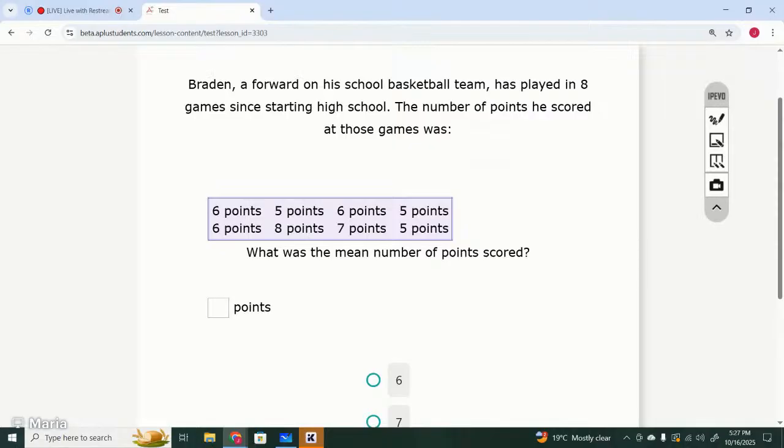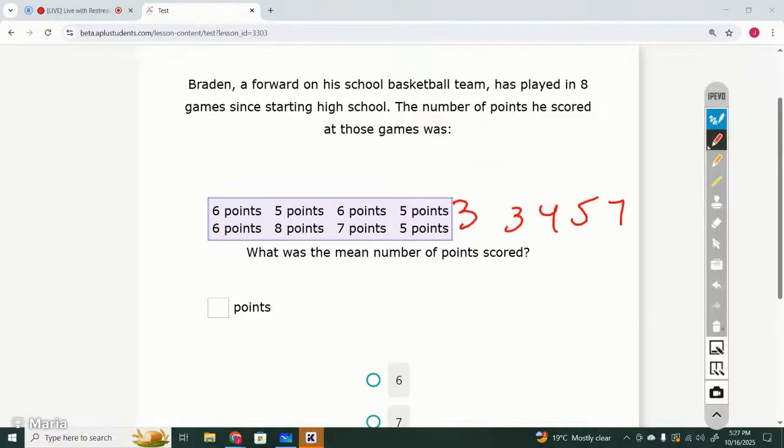So for the mean, you need to add them all and divide by the number of values. So I'm going to use the calculator. That is 6 plus 5 plus 6 plus 5 plus 6 plus 8 plus 7 plus 5. So the sum of all the numbers is 48.